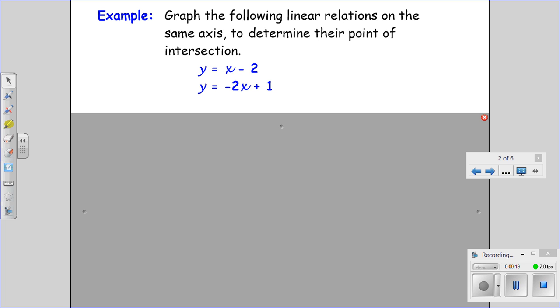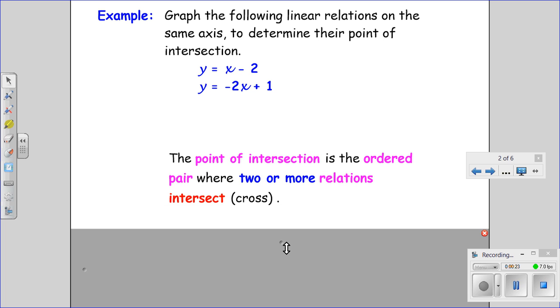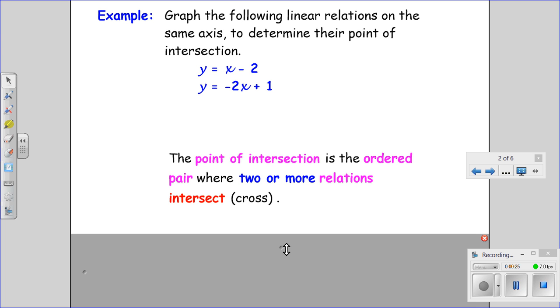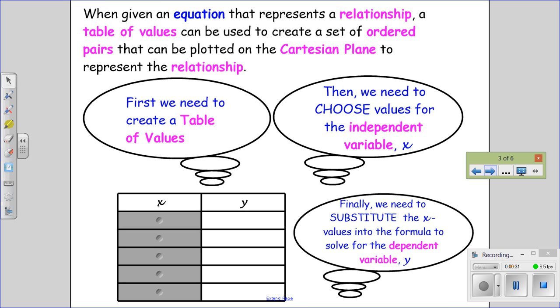The first thing we have to understand is what exactly is a point of intersection. The point of intersection is the ordered pair where two or more relations intersect or cross. In order to figure out the point where the two of them cross, we need to create a graph. And when we're given an equation that represents a relationship, a table of values can be used to create a set of ordered pairs that can be plotted on the Cartesian plane to represent the relationship.